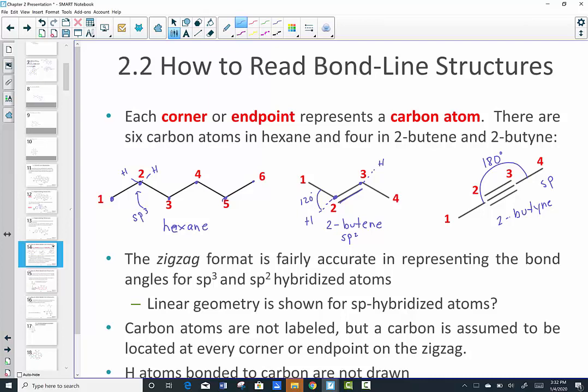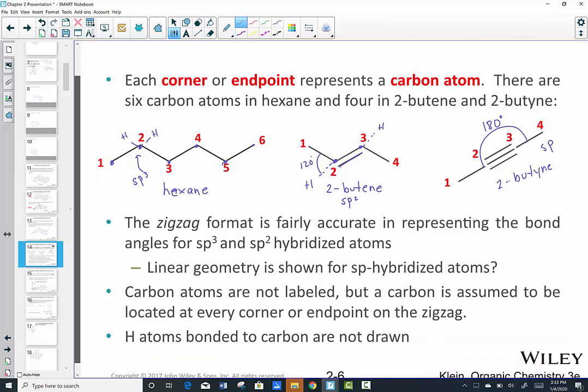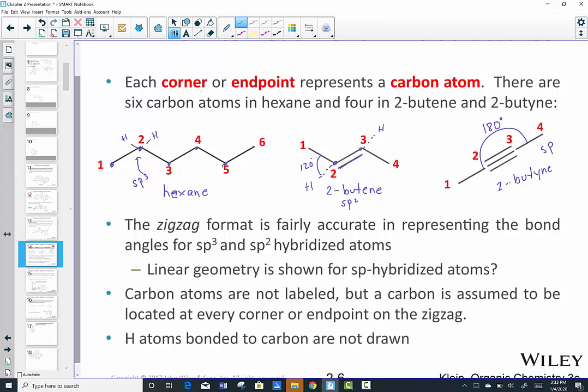And that's why the zigzag line. So we write zigzag format for any sp3 or sp2 hybridized atom. But we make sure that any sp hybridized atom comes out linear, just based on its molecular geometry. Carbon atoms are not labeled, but we know they're carbon every time we locate a corner or an end point. And again, hydrogens bonded to carbon are not drawn. However, hydrogens bonded to any other atom must be drawn.